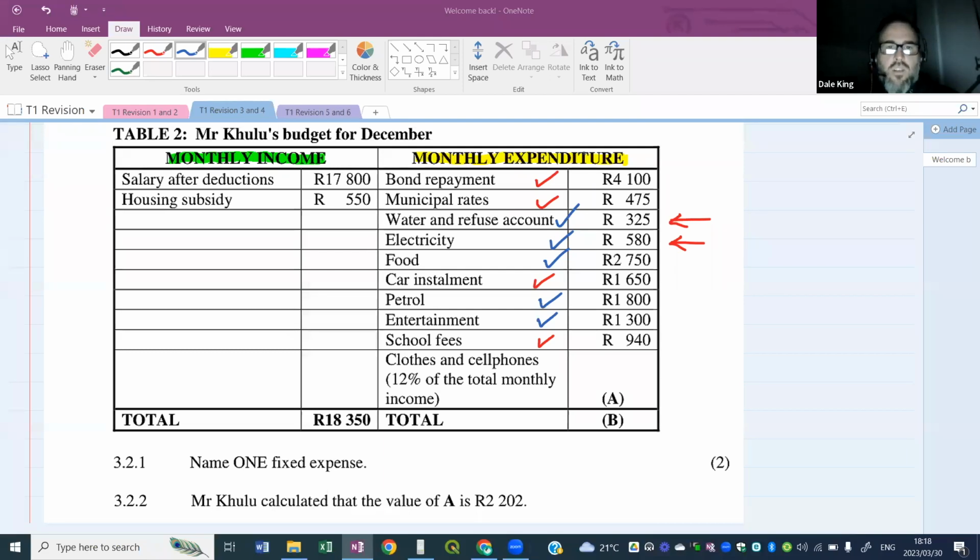In this budget, though, 12% of the total monthly income. Well, let's work out that question, then we'll come back and have a look and see. Because in this budget, that is actually a little bit different than usual. But let's have a look at the next question.